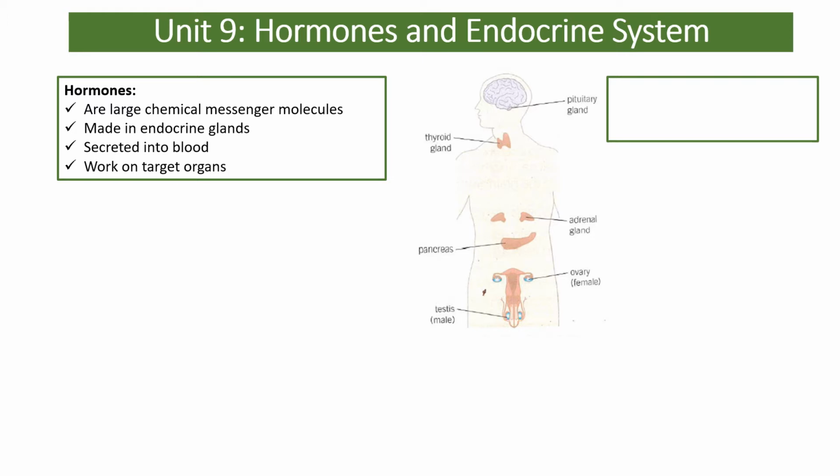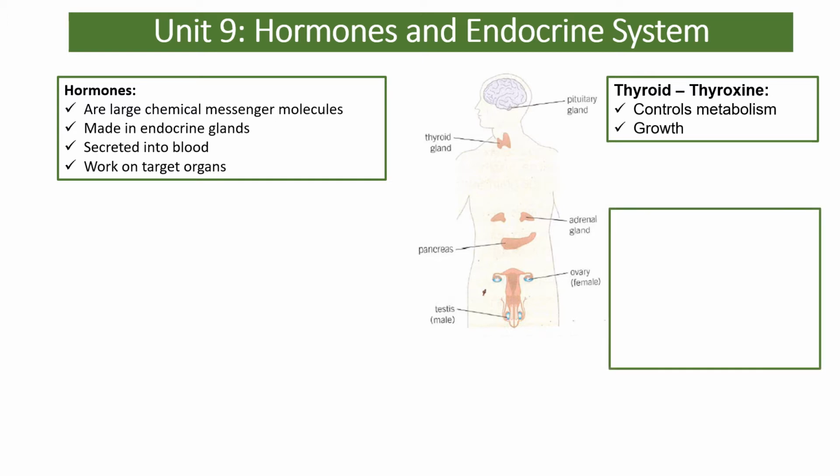There are two hormones that you need to know about, which people often forget to revise. One of them, from the thyroid gland, is thyroxine, and it's involved in controlling your metabolism, so your metabolic rate, the rate of chemical reactions in your cells, and also in your growth. The other example is adrenaline, released by the adrenal glands. One of the main organs it has an effect on is your heart, and it's involved in the fight or flight response, which is basically protecting you from danger.